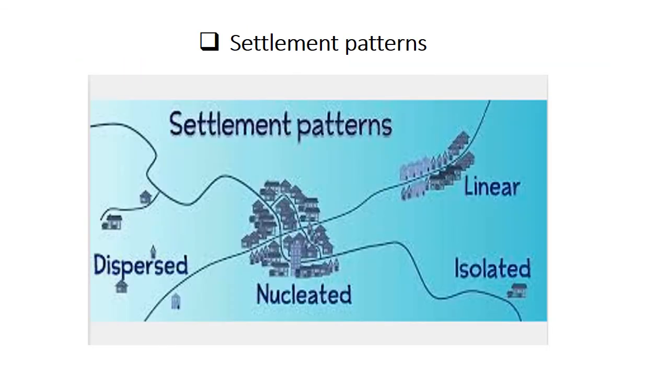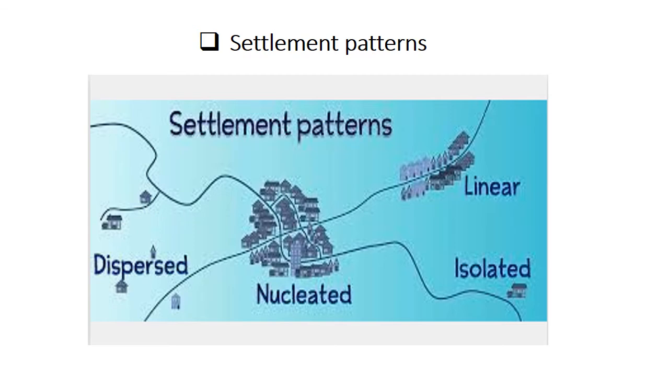Now this is the settlement pattern. In this figure you can see the middle portion is densely populated. All the houses are very close to each other. They are very compact. The distance between the houses is very much less. Hence this type of settlement is called nucleated settlement.